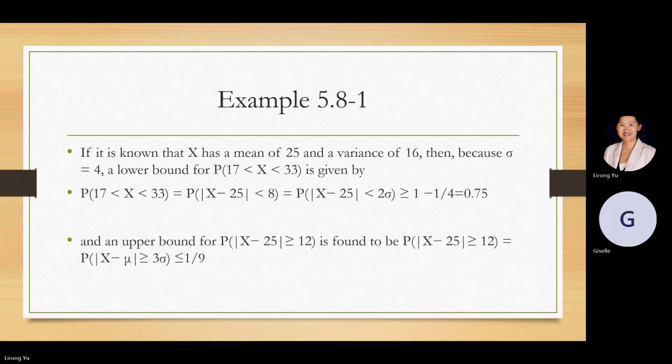Any questions? All right, we can switch this probability to bigger than 12. 12 is 3 standard deviations. In that case, k equals 3, and therefore it will be less than 1 over 9, where 9 is 3 squared. So that's applying the Chebyshev theorem in the other direction, to look at the tail rather than the middle. Any questions?